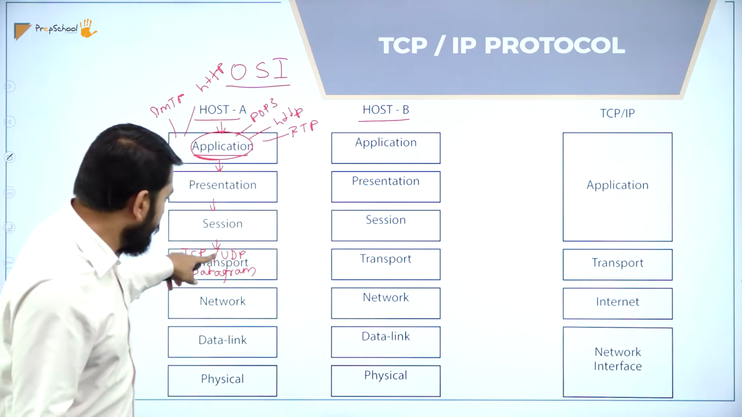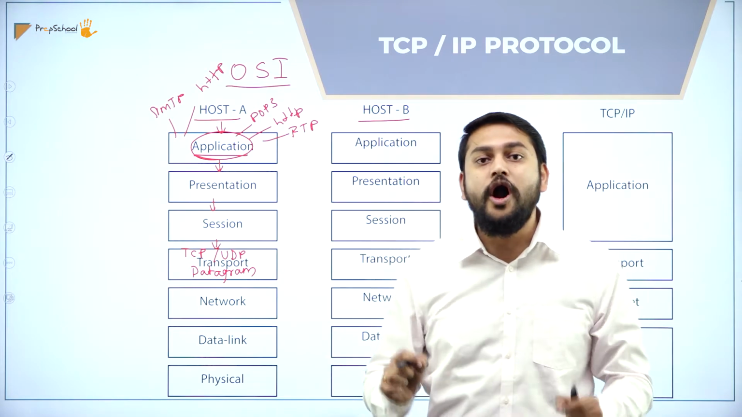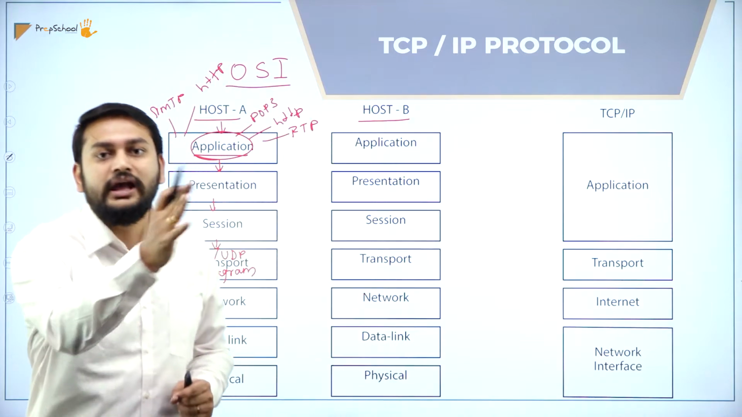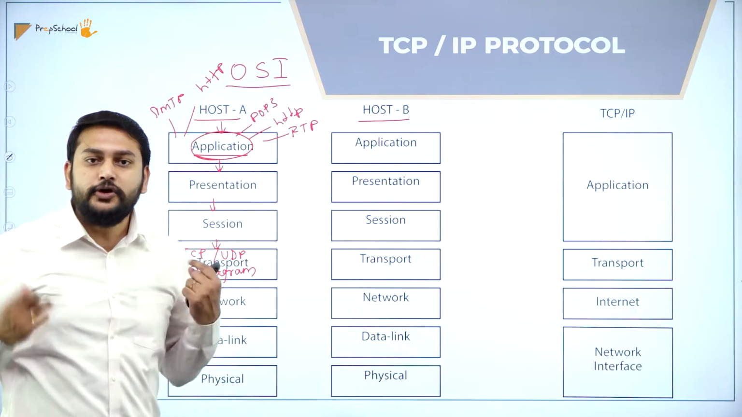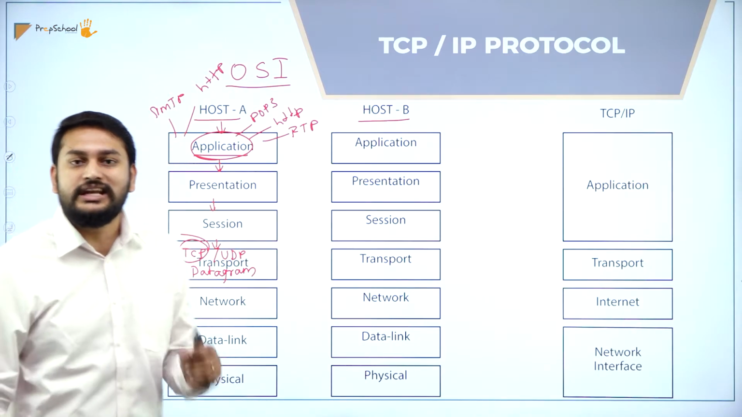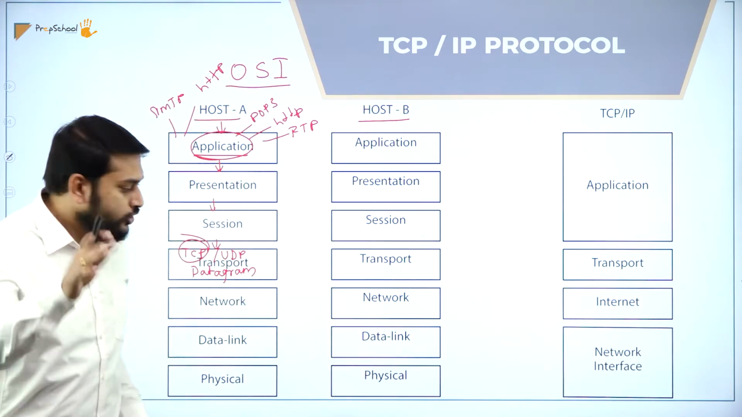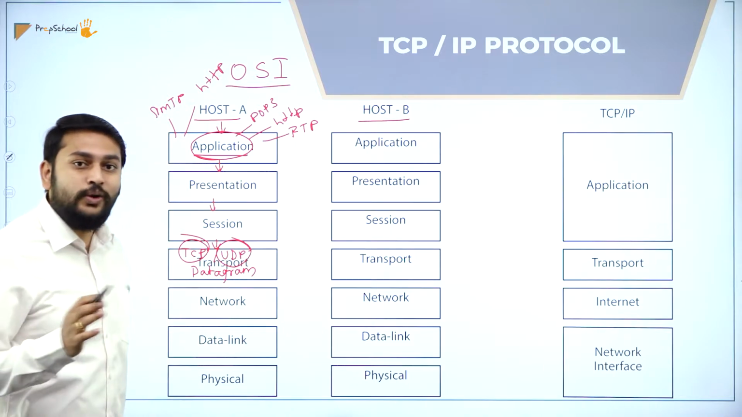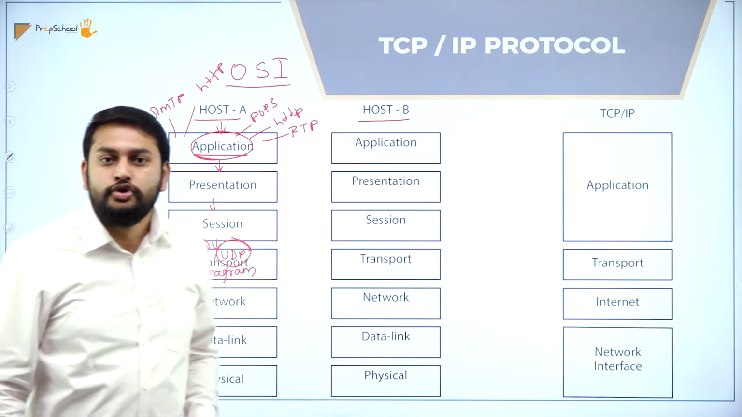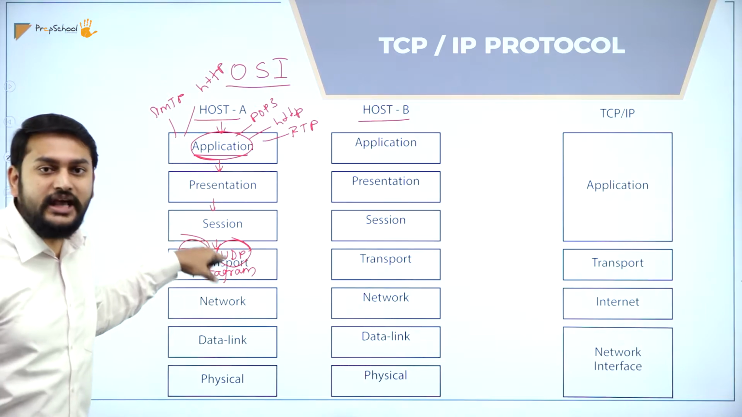So why do I have these two protocols? The transport layer is responsible for deciding what type of communication should happen, whether connection-oriented or connectionless communication. If I want connection-oriented communication, I will use the TCP protocol, Transmission Control Protocol. If I don't want that, I will use connectionless communication, and for that I will use the UDP protocol. So the decision of the protocol will happen in the transport layer.